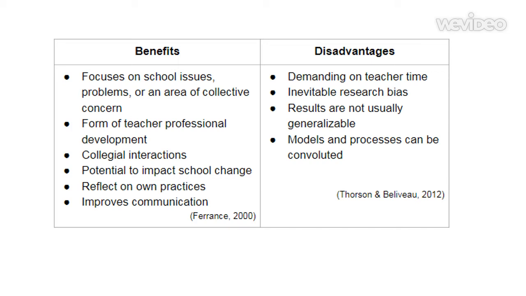It will inevitably include research bias, due to the researcher being the teacher who can manipulate variables, sometimes unknowingly, rather than being an outsider analyzing the study. Results are not usually generalizable because each study is designed for a specific group of participants in a particular setting with a personal agenda in mind. Having said that, depending on the study, some results can be tested by another teacher in their own classroom. Models and processes can be convoluted, which may consume a teacher as well.